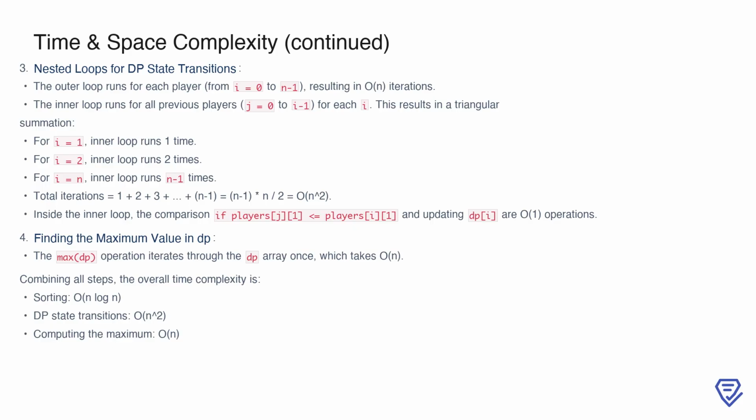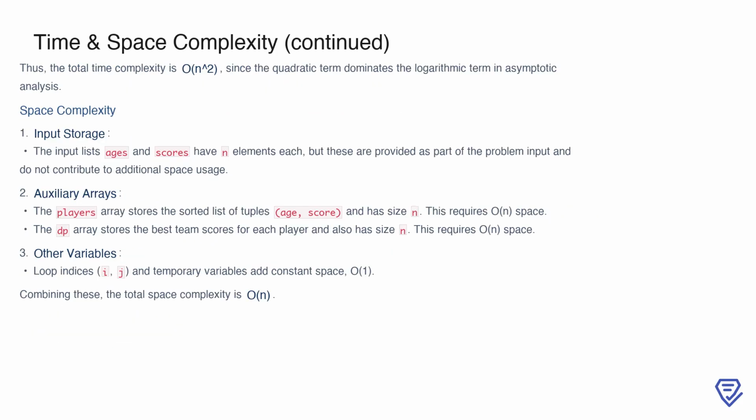Inside the inner loop, we perform a comparison to check if a player can be added to the team without conflict, and we update the DP array accordingly. Both of these operations are O(1). Finally, after filling the DP array, we find the maximum value in it using the max(dp) operation, which takes O(n). When we combine these steps, the overall time complexity for the solution becomes O(n log n) for sorting, O(n squared) for the nested loops, and O(n) for finding the maximum, with the quadratic term dominating. With the time complexity established as O(n squared), let's now analyze the space complexity.